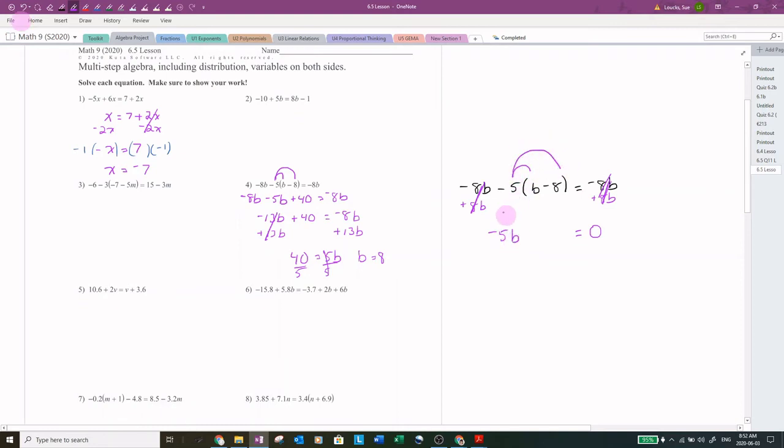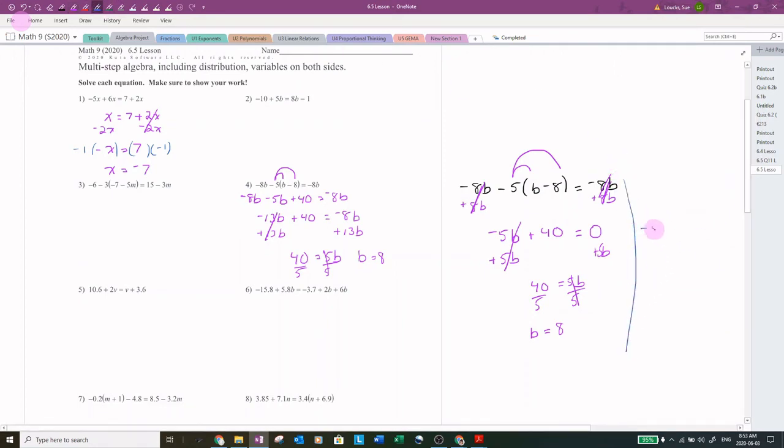Okay, rainbow lines, negative 5b plus 40. And then I would probably add 5b to both sides because I need to isolate my variable, and that lets me keep everything positive, okay? And this is going to be 40 equals 5b, divide that by 5, divide that by 5, I get b equals 8.